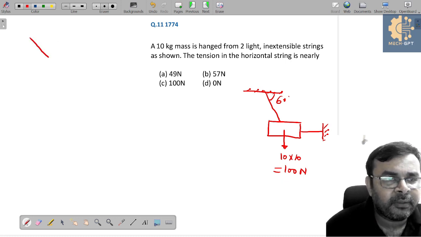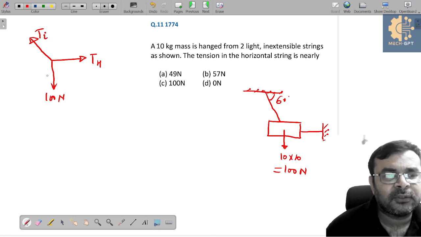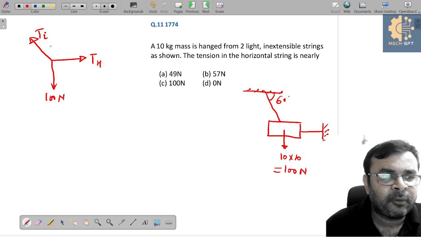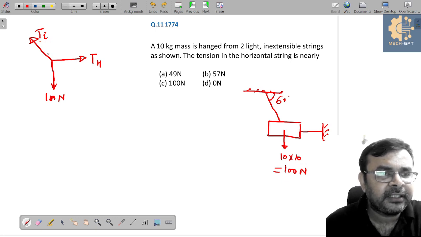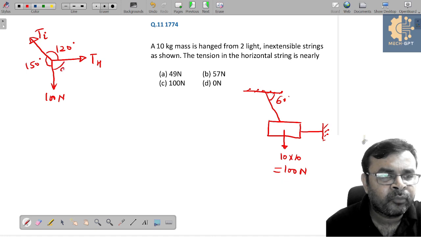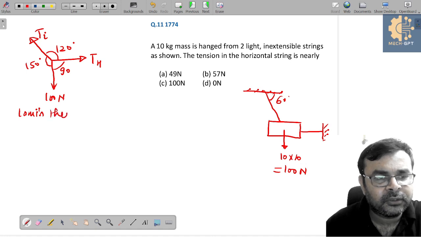The tension in the horizontal string. So if I draw a free body diagram, we can get this kind of free body diagram. This is 100 Newton force and this is horizontal tension and this is tension induced in the inclined string. Yes or no? So let's say it is represented by Ti. And obviously if it makes an angle 60 degree, then this angle will be 30 degree. Yes or no? And if this angle is 30 degree, so can I say this is equal to 120 degree, and if this is 120 then this will be 150 and this is 90 degree. So simply you apply Lami's theorem to solve this question.